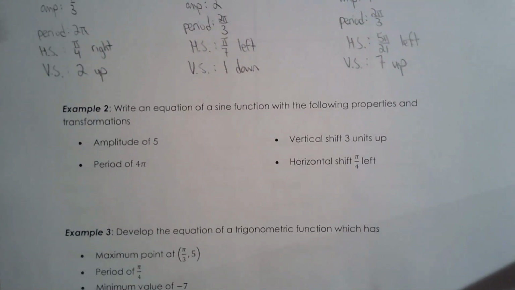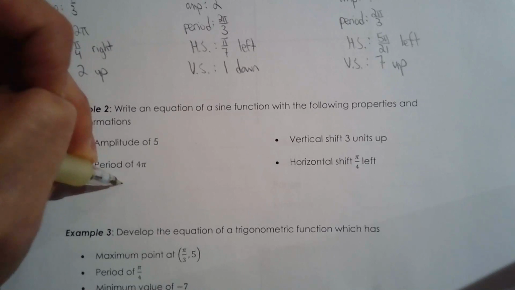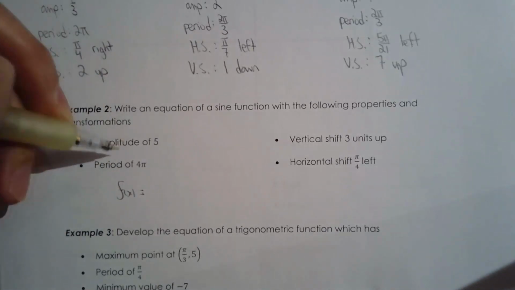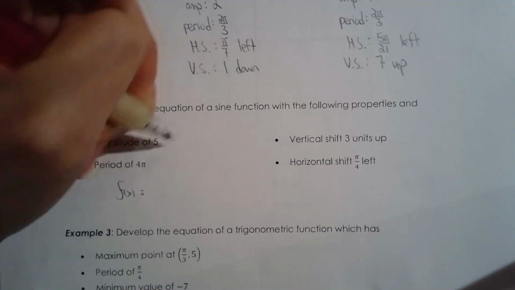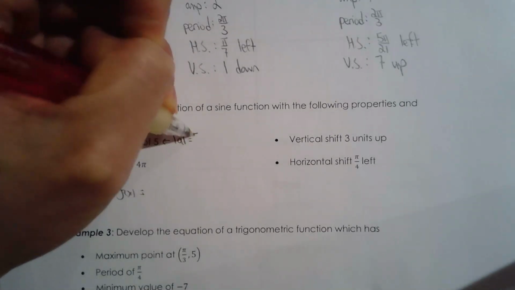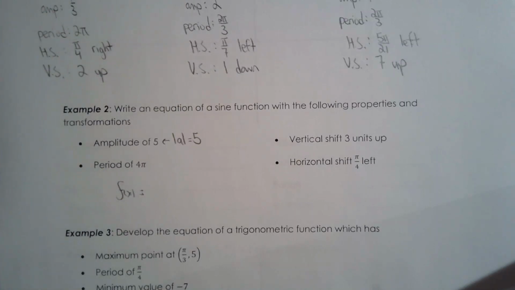For example 2, they want me to write the equation of a sine function with the following properties and transformations. So let's just write f of x equals first. If they tell me the amplitude is 5, what is this bullet really saying? That means the absolute value of a equals 5.